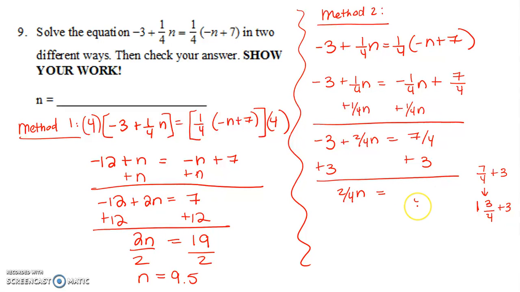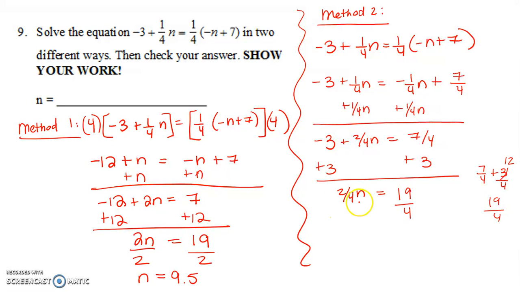I like to change to a mixed number and then change it back. That way I don't have to rewrite 3 as a fraction. Well, looks like I'm going to have to go right back and do that anyways. Okay, so let's go ahead and change that. 19/4. Oh, I didn't have to.